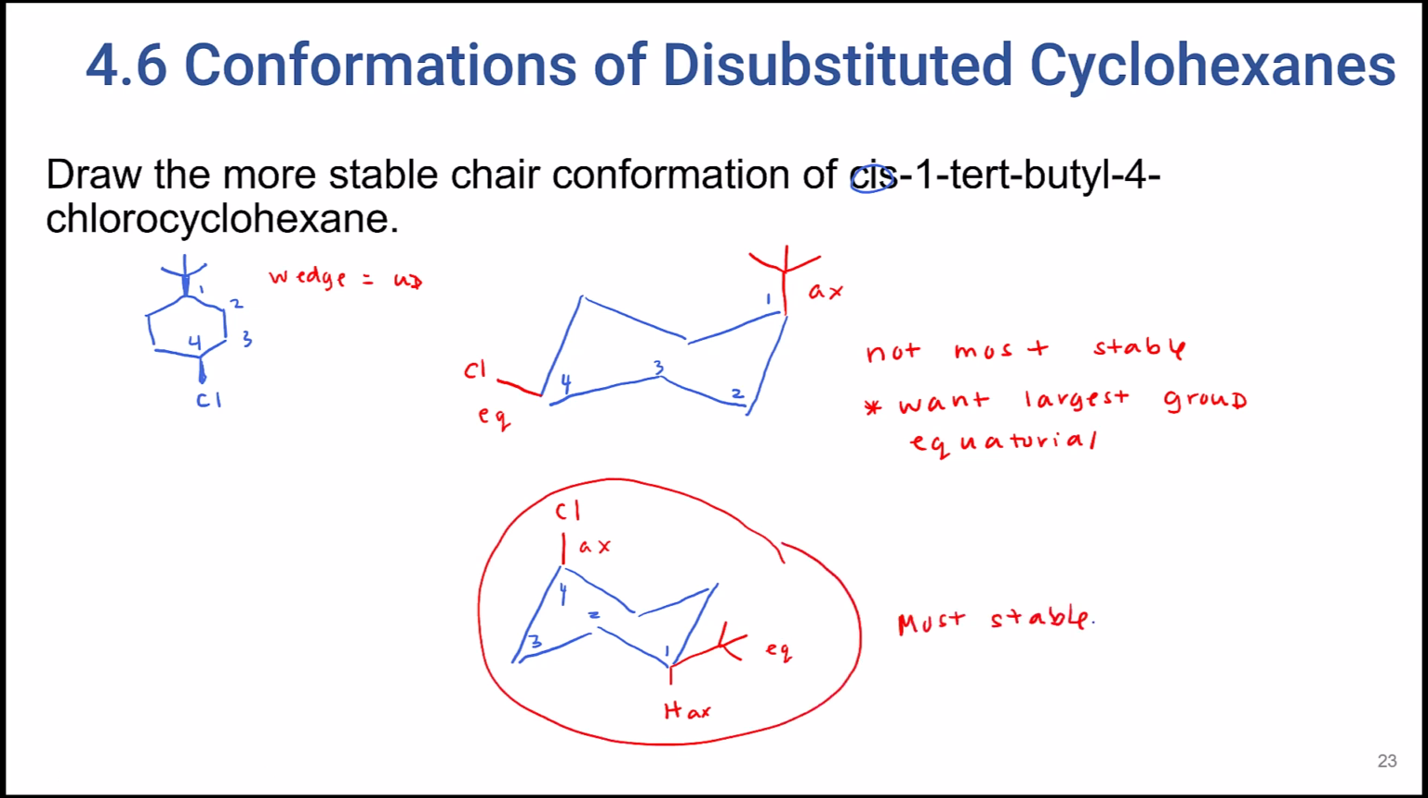So in the top structure that I drew, there's more likely of a chance of these tert butyl methyls whacking into one of the hydrogens that are axial up than it would be in the second structure.